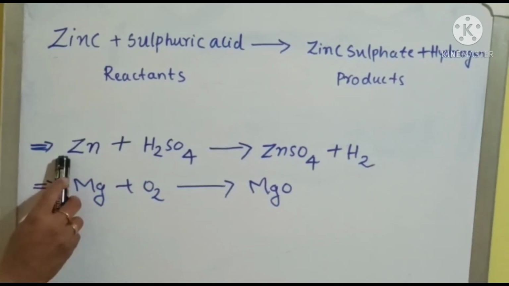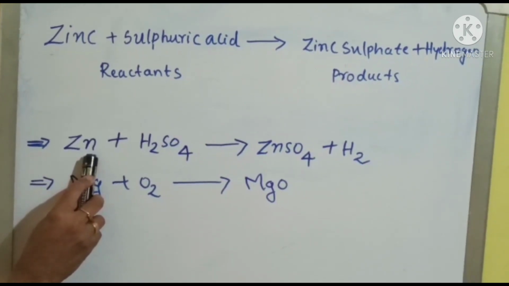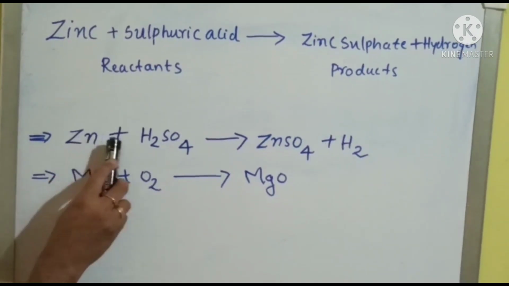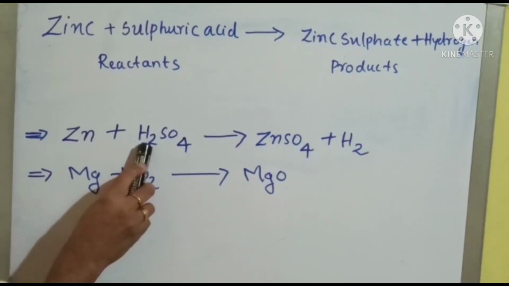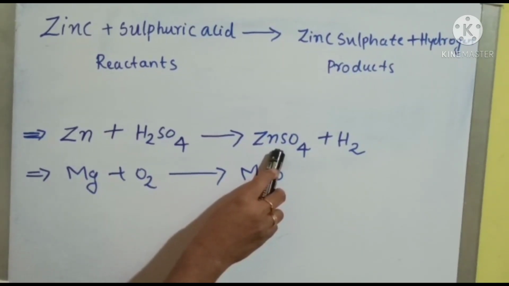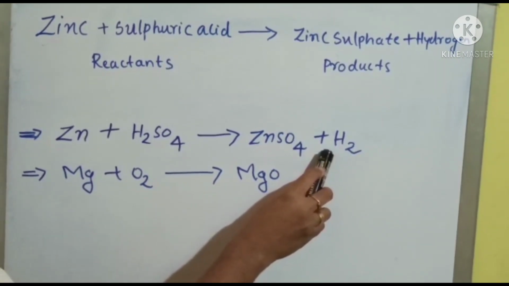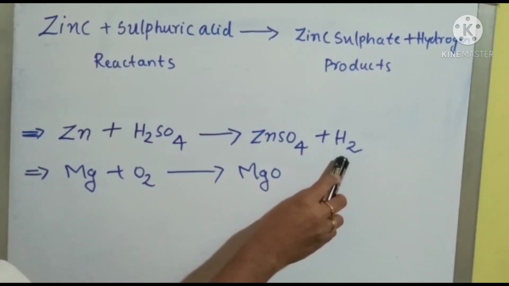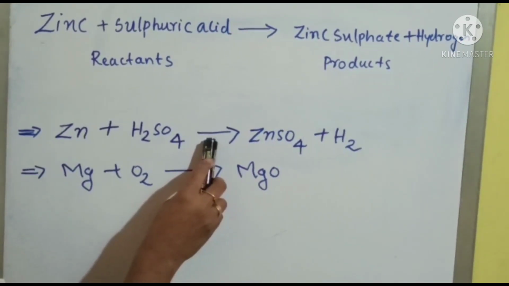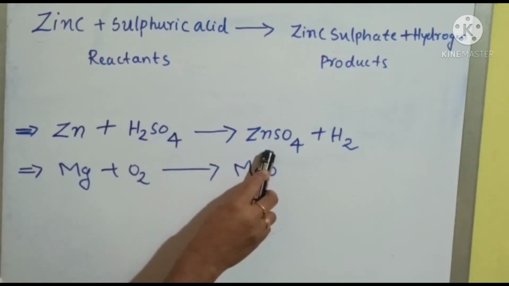Here also the reactants are written on the left hand side and a plus sign is put between the two reactants. Then the products are written on the right hand side. Here also a plus sign is put between the products, and this arrowhead indicates the direction from reactants towards products.